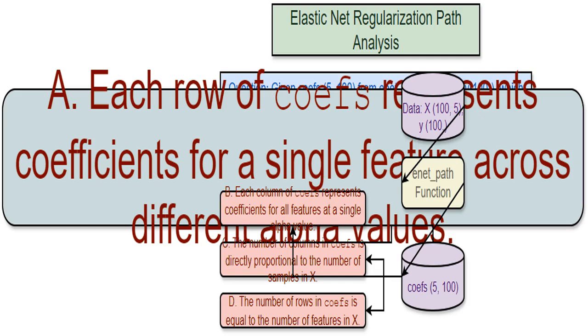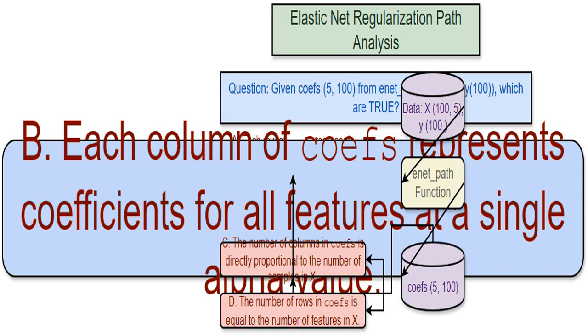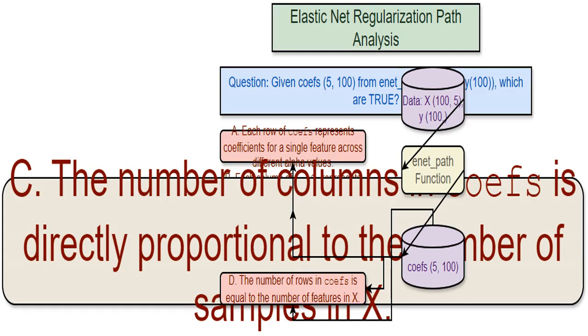This statement is true. Each row of COFs holds the coefficients for a specific feature as we adjust the regularization strength, alpha. For example, the first row represents the coefficients of the first feature over all 100 alpha values. Another true statement. Each column represents the coefficients for all features at a particular alpha value. It's a snapshot of the model's coefficients at a single point in the regularization path. Absolutely correct. The number of rows in COFs, 5, matches the number of features in the design matrix X, 5. This makes perfect sense because each row represents a feature's coefficients.